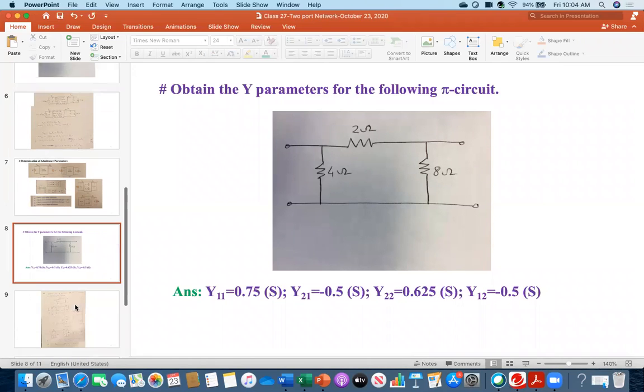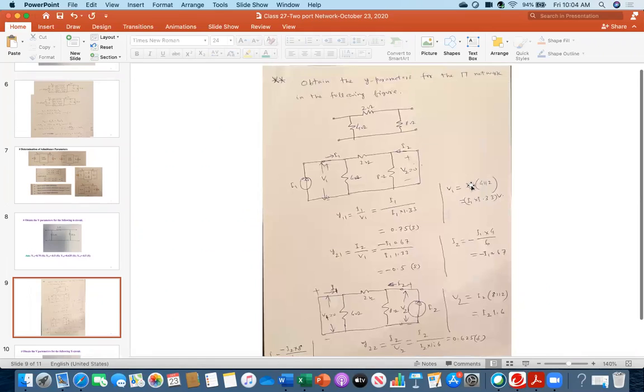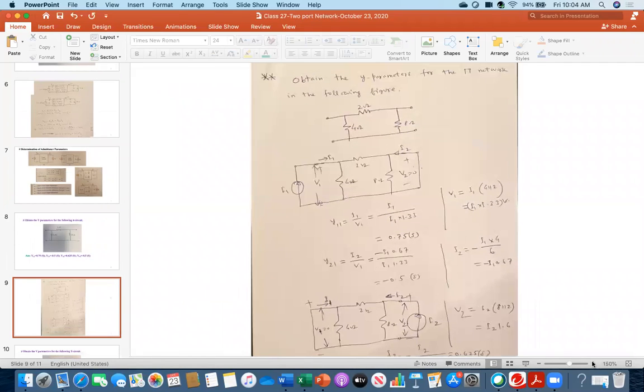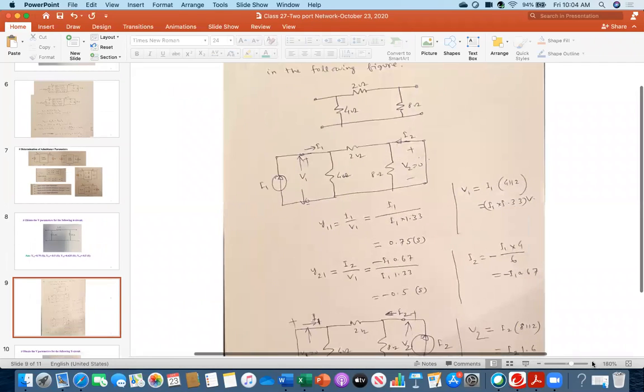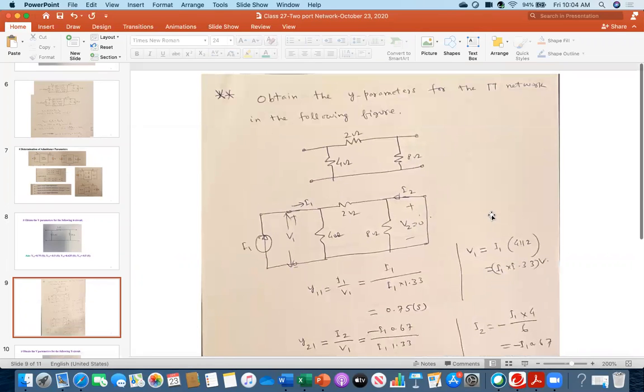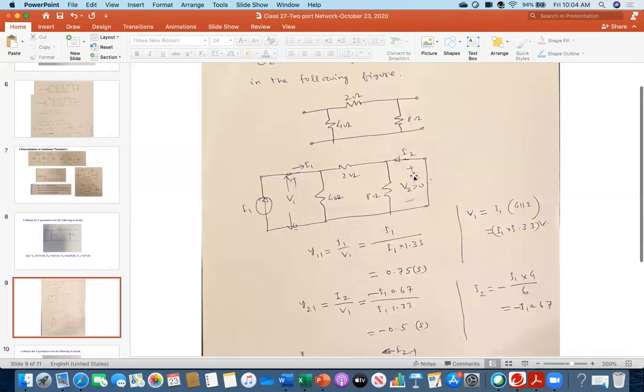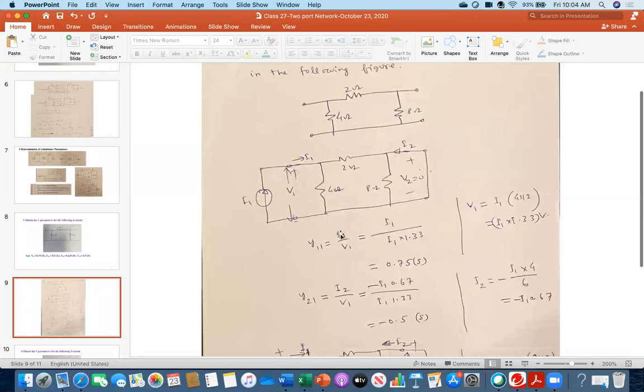Okay, so everybody, see my calculations. I am sharing. You see, first I made this side short. I assume that there is Ix. So I wrote Y11 as Ix over V1. What is my V1? V1 is Ix multiplied by this equivalent impedance.